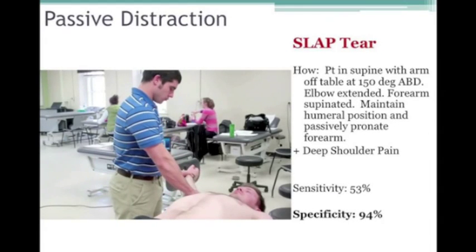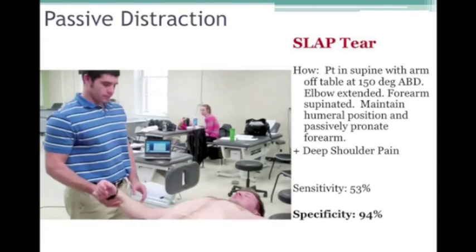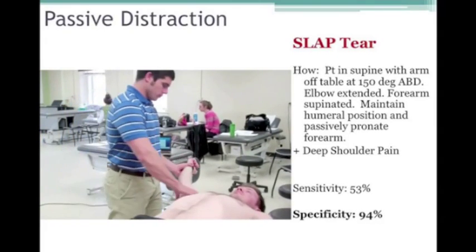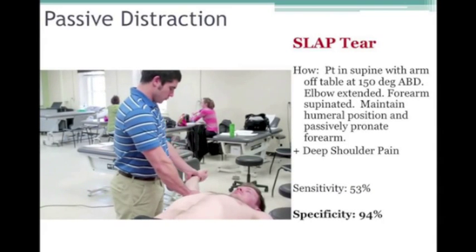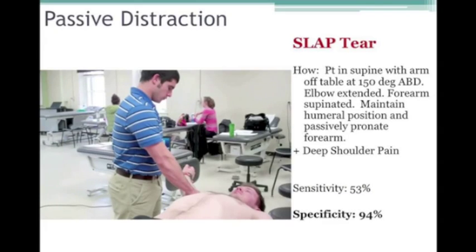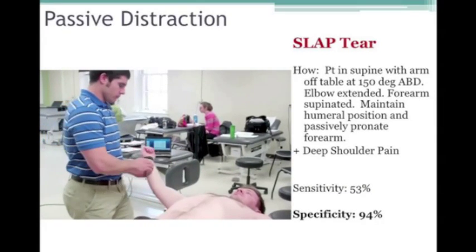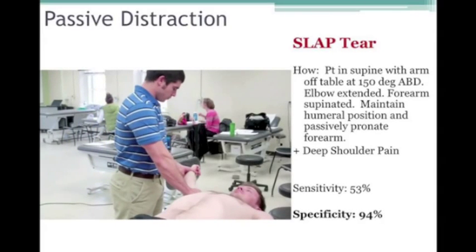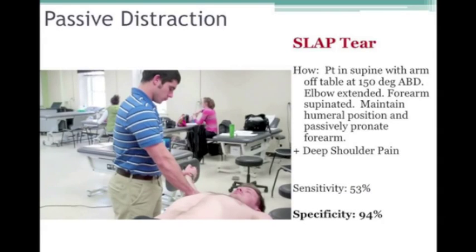The next test is the passive distraction test for slap tear. The patient is supine on the table. The arm is passively abducted to 150 degrees in supination. The humeral position is then maintained, and the forearm is supinated. You can see how this would place traction on the biceps onto the labrum. We're looking for deep shoulder pain here.